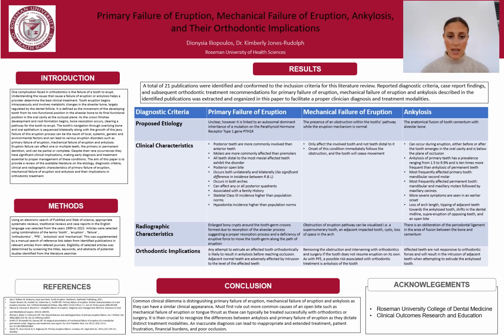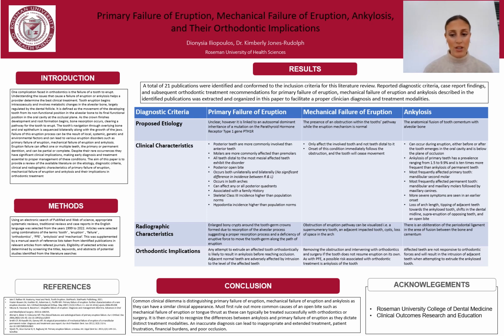For ankylosis, its clinical characteristics include a loss of arch length, tipping of adjacent teeth towards the ankylosed tooth, shifts in the dental midline, supraeruption of opposing teeth, and an open bite. This ankylosis can occur during eruption, either before or after the tooth emerges in the oral cavity below its plane of occlusion. Both primary teeth and permanent teeth are affected. The most frequently affected permanent teeth are the mandibular and maxillary molars, followed by the maxillary canines. The most frequently affected primary tooth is the mandibular second molar.